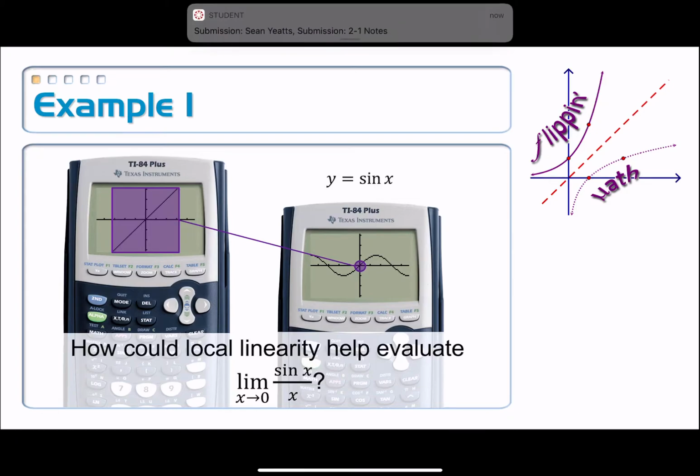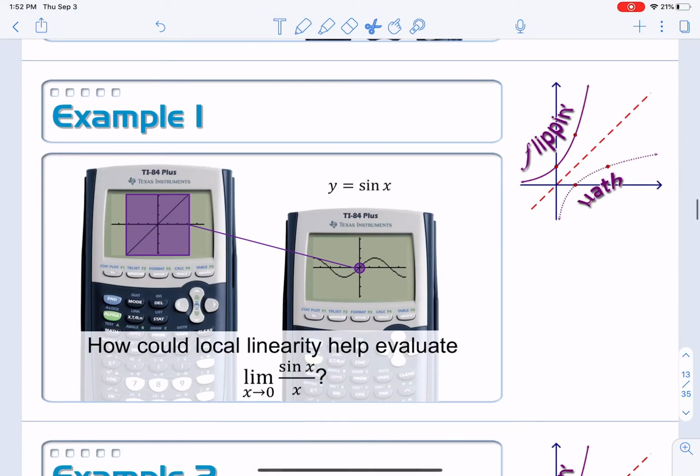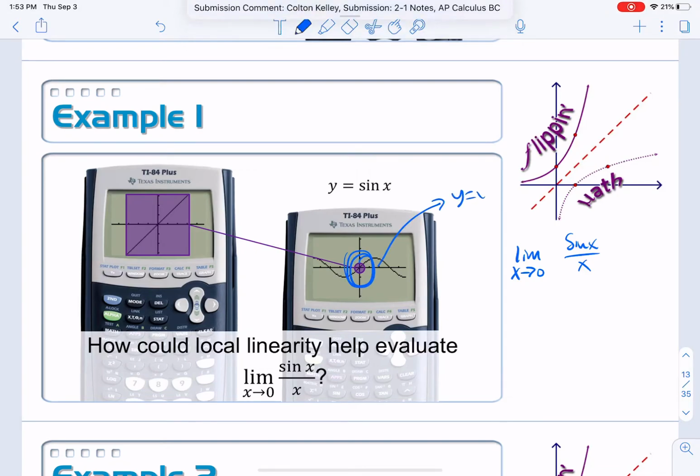And that was our opening activity, this picture that's from it, where the function sine x looks like y equals x really close to the origin. So if I am trying to evaluate the limit as x approaches 0 of sine x over x, remember that from our activity, sine x right there looked just like y equals x. So let me approximate sine x by x really close to the origin.